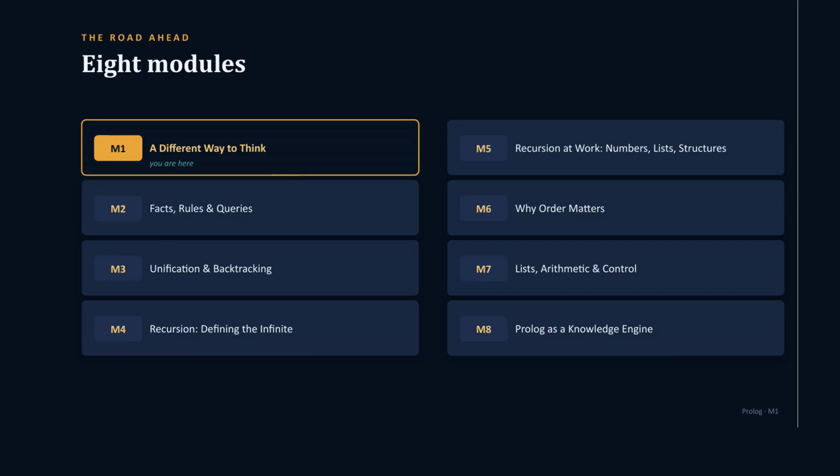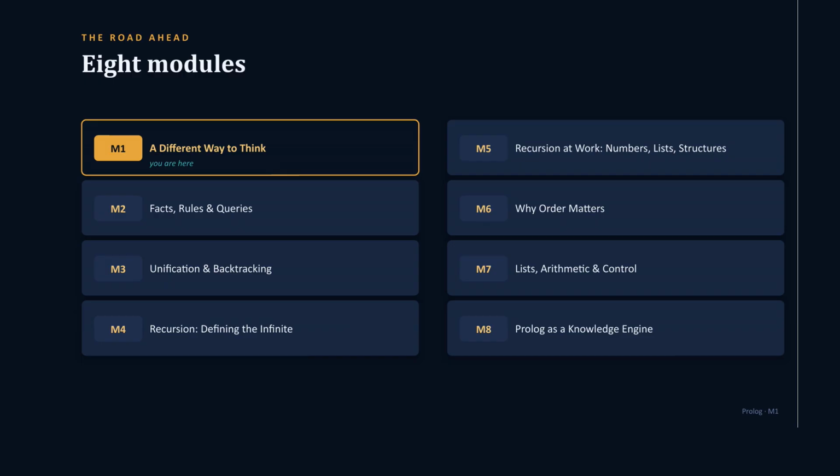Module 2 introduces the building blocks, facts, rules, and queries, in depth. Module 3 opens up the engine, unification and backtracking. Modules 4 and 5 are about recursion, first the concept and then real examples with numbers, lists, and structures. Module 6 looks at why the order of your clauses and goals matters, with some famous traps. Module 7 covers lists, arithmetic, and control. And we finish, in Module 8, by turning Prolog into a knowledge engine: knowledge graphs, ontologies, and reasoning. You are here, at the start.